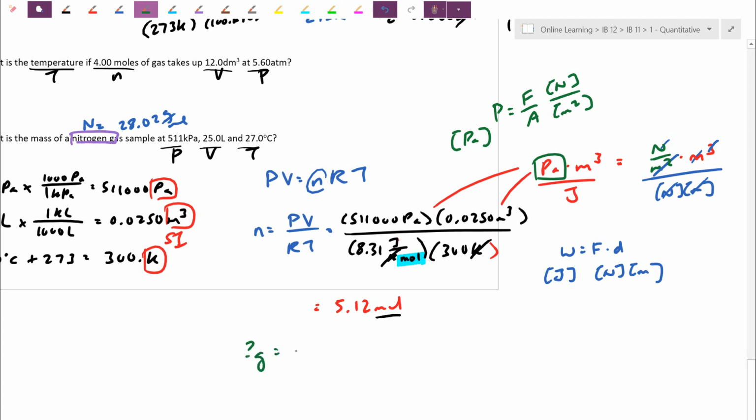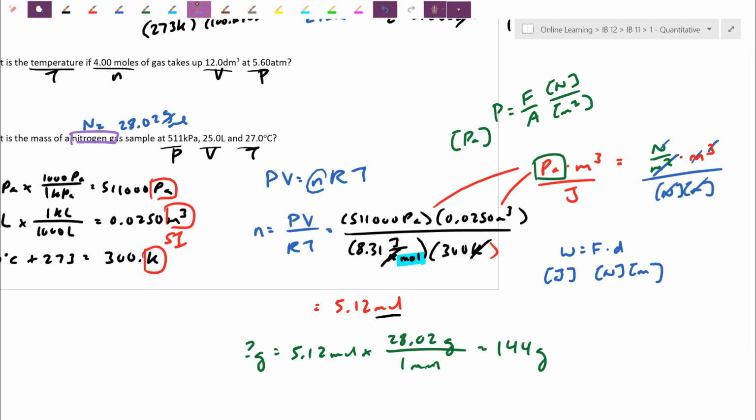Now I'm ready to just convert over to mass. How do you find the mass if I know the moles? 5.12 moles divided by 1 mole. Molar mass here is 28.02 grams. Times it by 28.02, and this gives you the grams. Again, we're using the ideal gas law because we're not comparing condition 1 and condition 2. It's just directly using the ideal gas law formula.